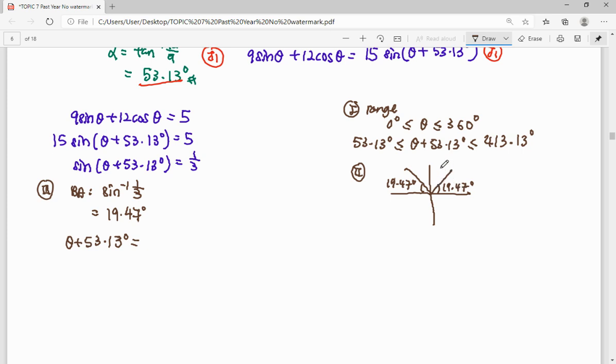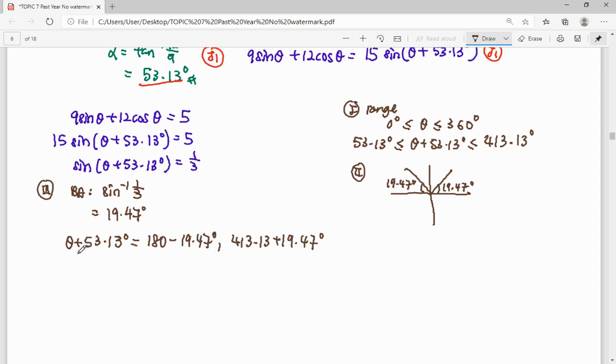Start from 53.13, which is over here. We start our rotation to quadrant 2. So in quadrant 2, we have a solution here. It will be 180 minus our basic angle. Then we continue. For quadrant 3, we don't have. Quadrant 4, we don't have. After one round, the maximum we can go until is 413.13. So after one round here, it will be 360 plus 19.47. So it is still within our range. So we will take it after one round in quadrant 1. Then it will stop at quadrant 1. So no more. So we have two answers here.